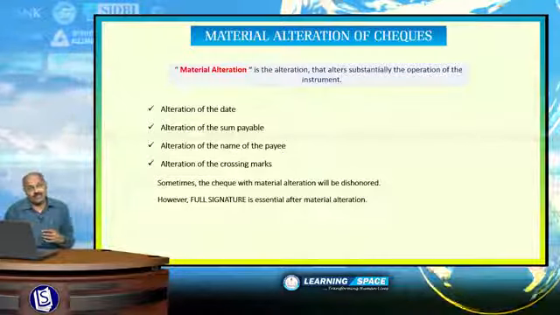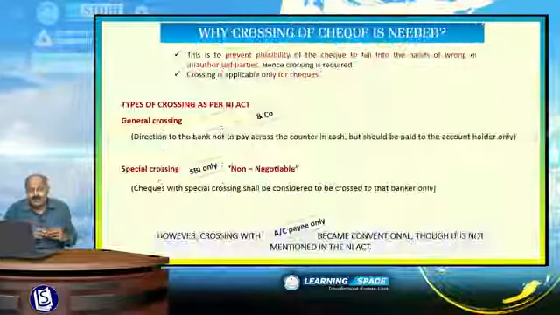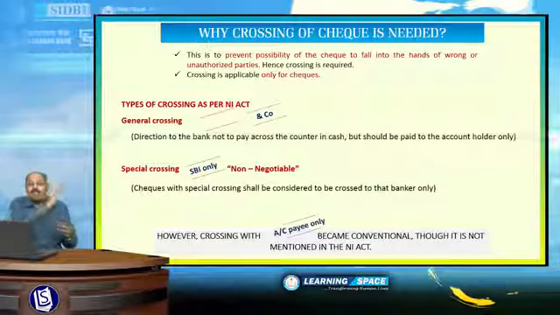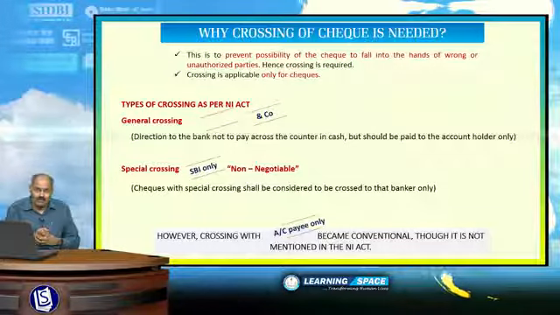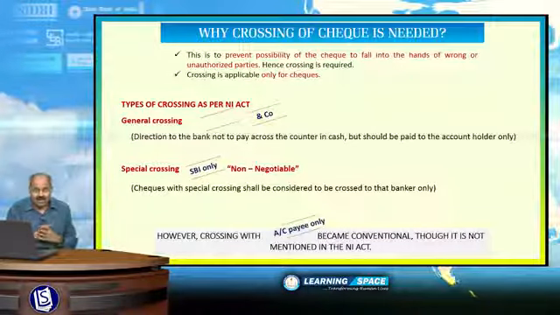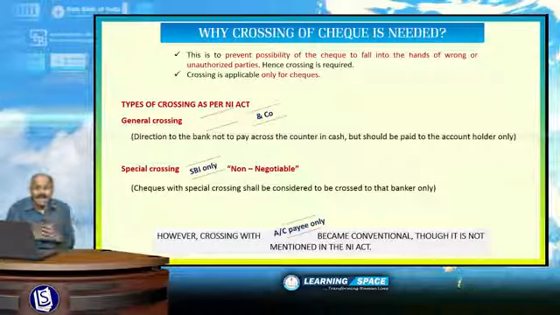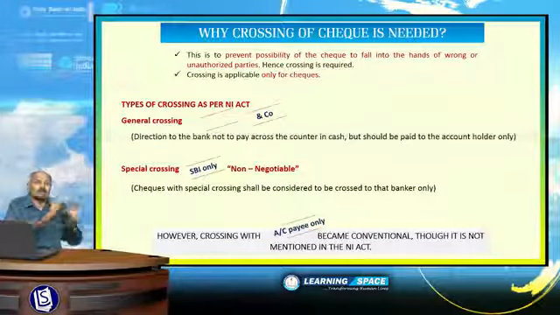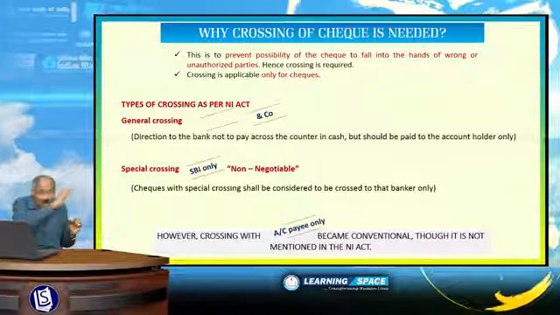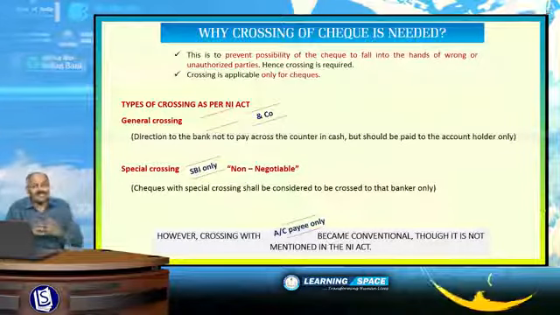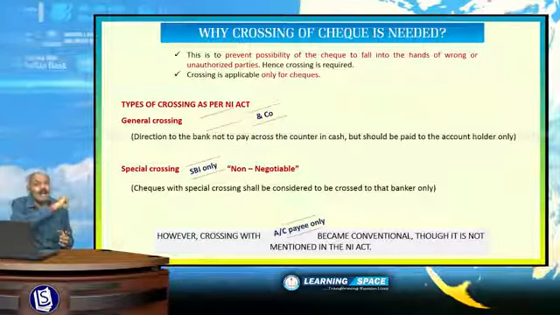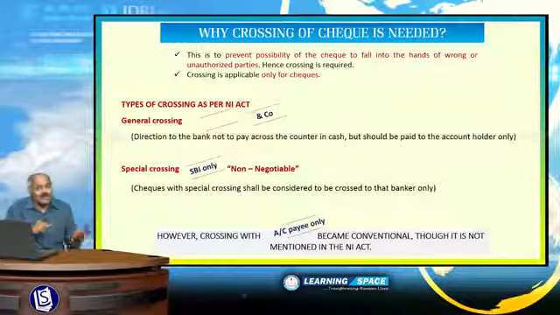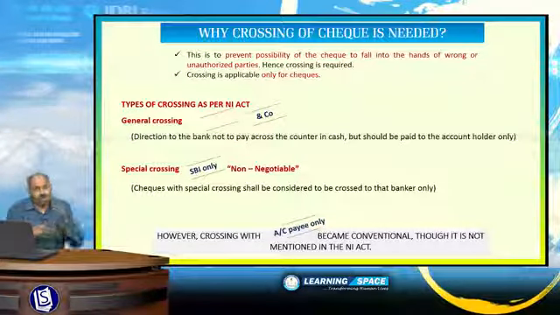Please don't forget. Right friends, look at what is meant by crossing and why crossing is needed. The crossing of the check is just 2 transverse lines over the face of the check. As per the Negotiable Instruments Act, it is written as and co. As per the Negotiable Instruments Act, 2 transverse lines as well as and co was written, but now the present practice is 2 transverse lines and account payee only. Conventionally, if you write account payee only, it is categorized as a crossed check.